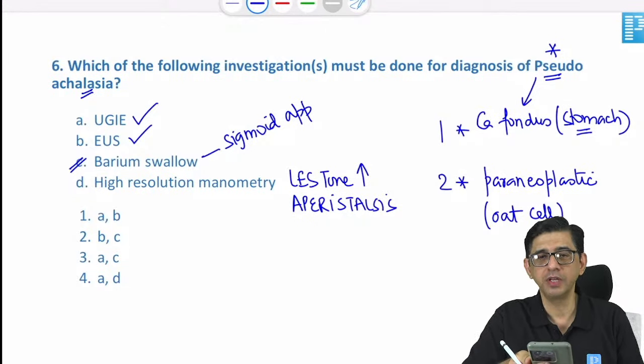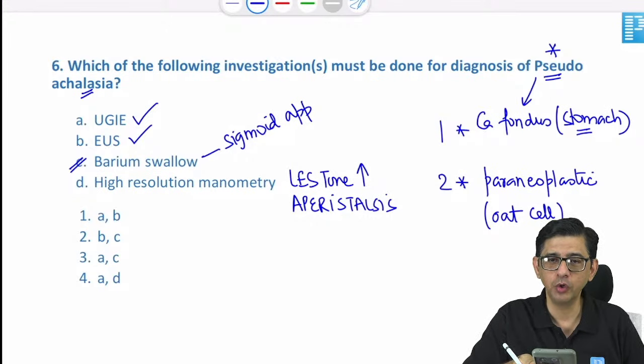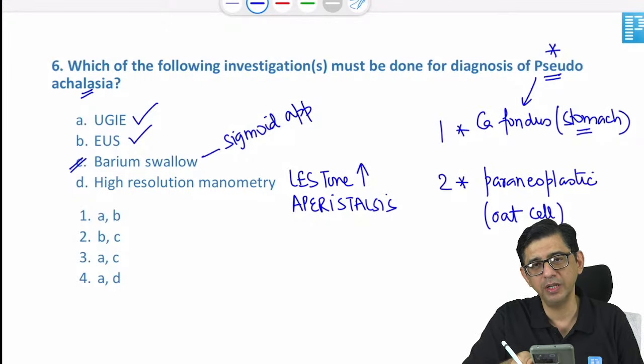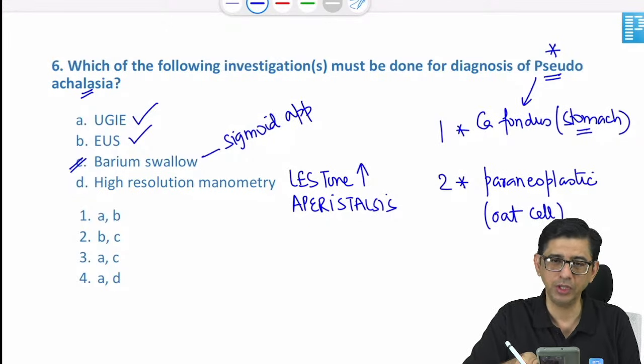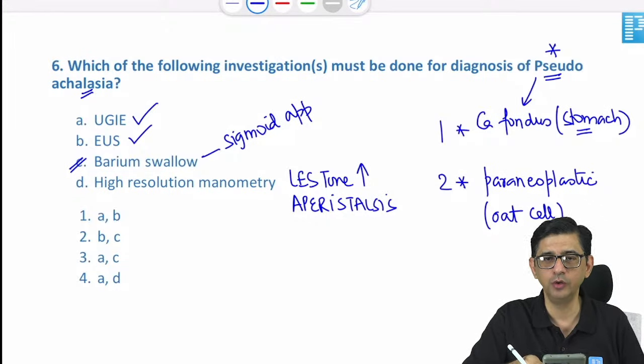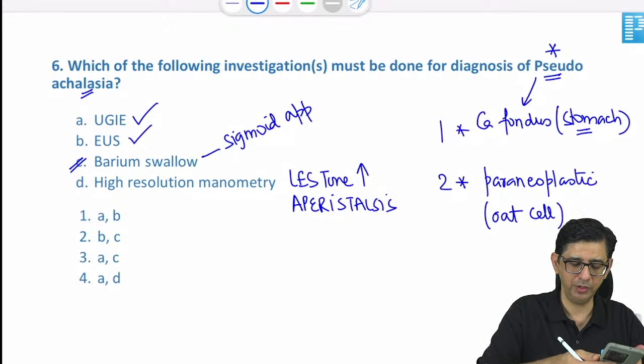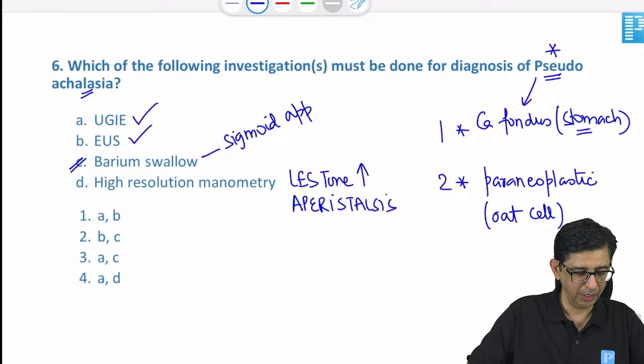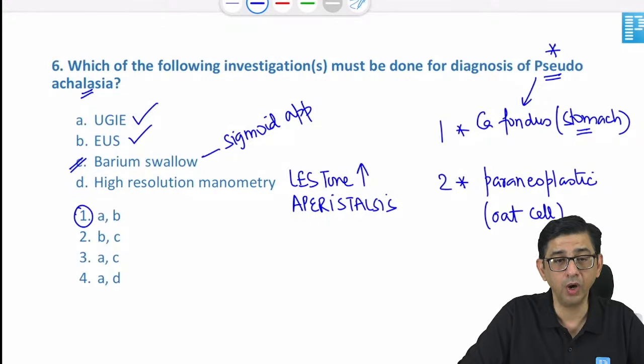Doctor, that would not be a very sensitive one to differentiate between the two. Nitrates work in even achalasia cardia as well, and both calcium channel blockers. So I think we'll go by what the textbook says, upper GI endoscopy and endoscopic ultrasound. And the answer to this question would be option number one.